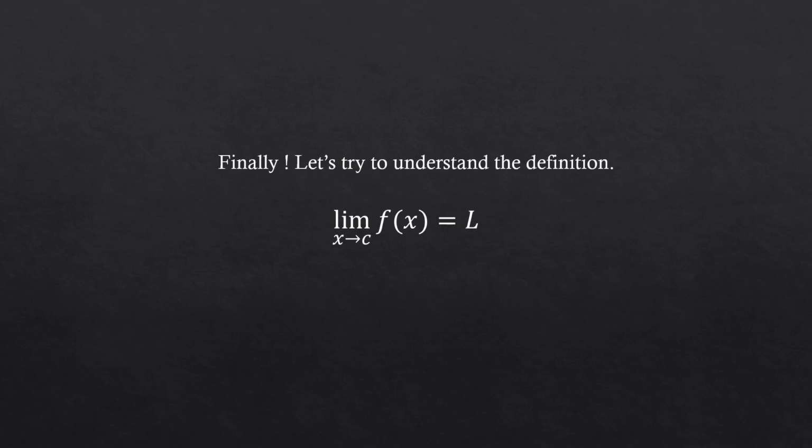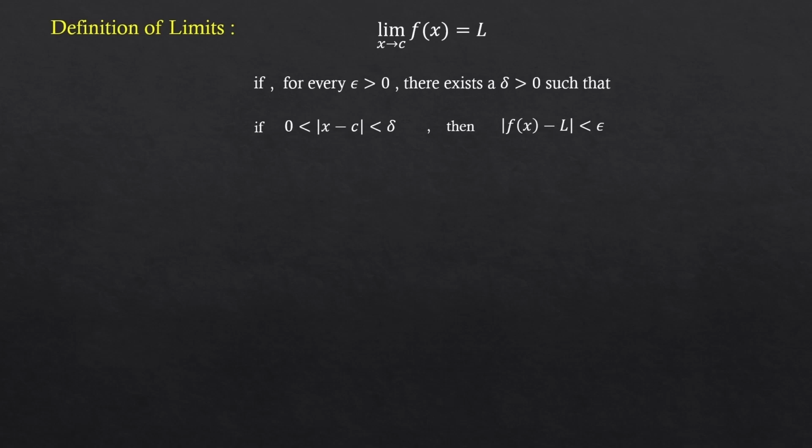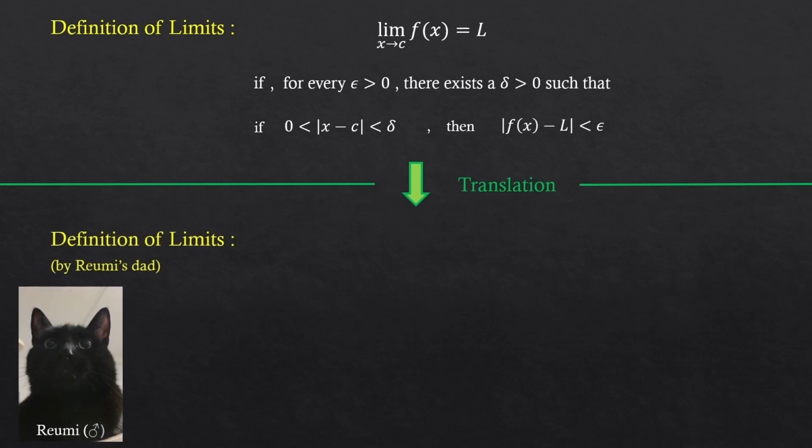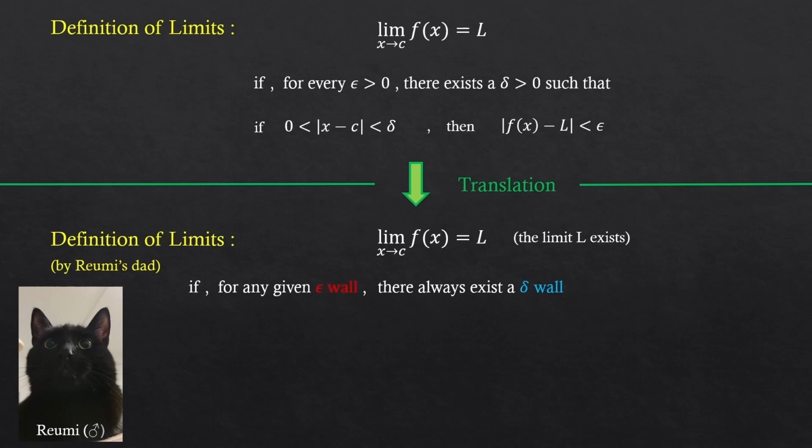Alright, finally, let's try to understand the full definition. We are back to our original definition. I'm gonna translate this for you. So, definition of limit by Remistad. Alright. This means the limit L exists, right? The limit L exists if, for any given epsilon wall, there always exists a delta wall that obeys this inequality, so it can trap those x and c, and also satisfies this inequality at the same time.